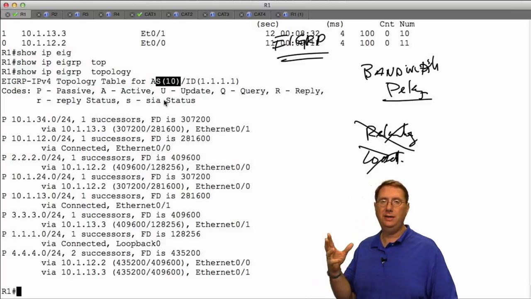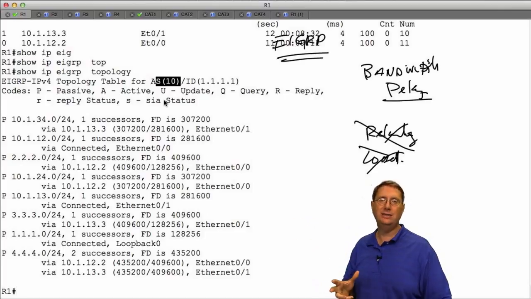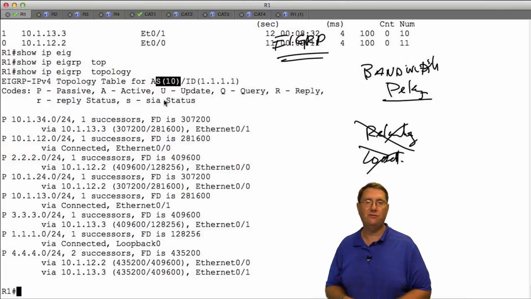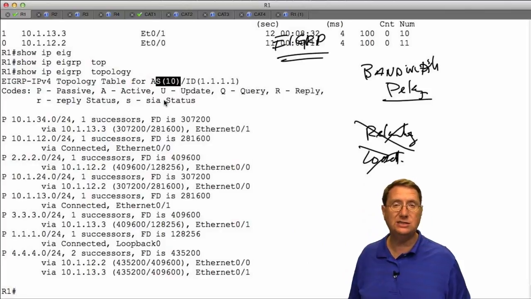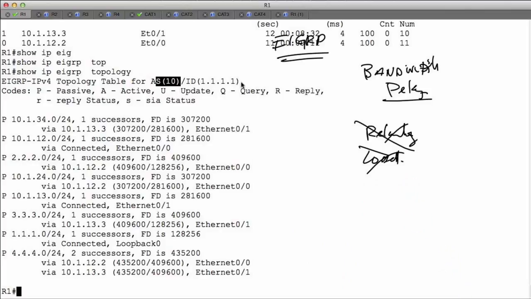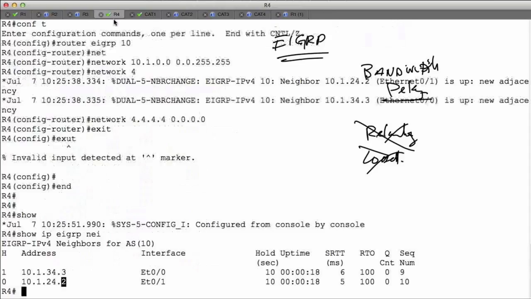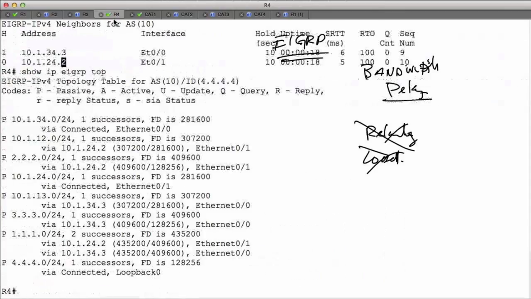So I can't have router eigrp 10 on one side and 20 on the other and expect those two devices to form a neighbor relationship. No, the autonomous system must agree. The other thing is that we also have an EIGRP router ID. Notice it took the highest IP address of a loopback interface. We only have the one. I can come over here to R4 and do the same command, show ip eigrp topology, and it's going to give me my EIGRP router ID for this particular interface also.